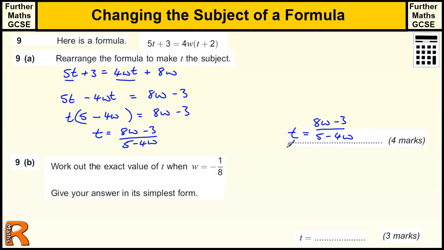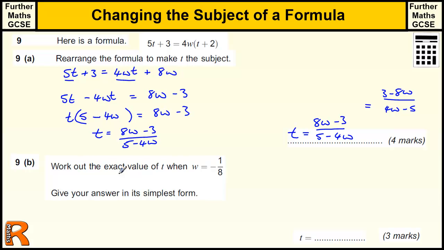Okay, you may get certain variations of this. You can multiply through each term by -1, so you could change the sign of every term. So that would be exactly the same as 3 minus 8w all over 4w minus 5. That would be the same thing. So if you've got that answer, that's the same as this answer. It just depends how you add and subtract things on to the left and the right.